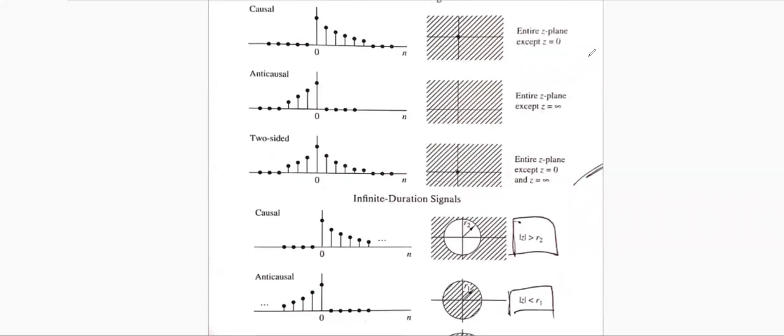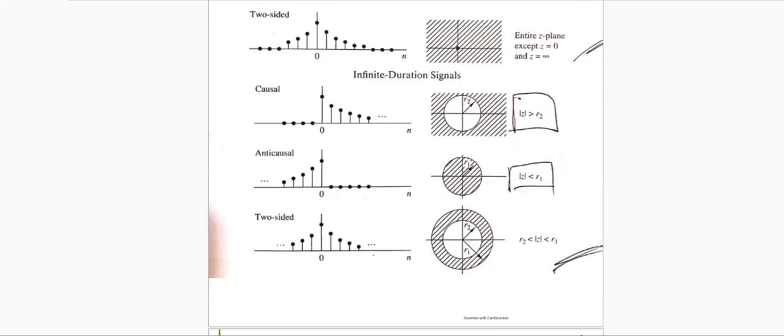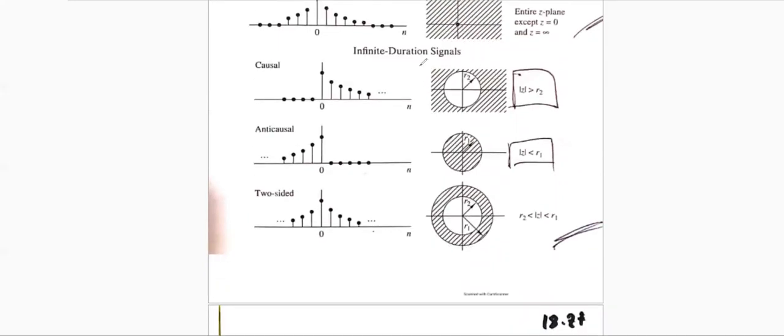We have the plane like this for finite duration signals. Whenever we move to infinite duration signals, the ROC looks like a circular pattern in different shapes. Sometimes it is interior in the case of an anti-causal signal, exterior in the case of a causal signal, and of course for two-sided sequences, it looks like an annular format.